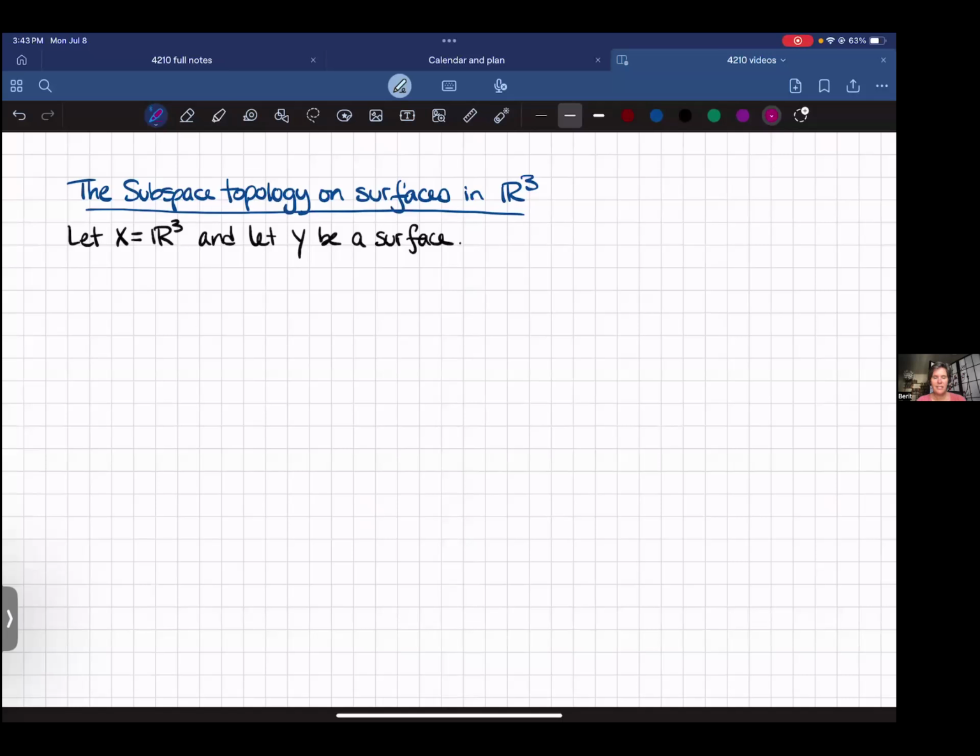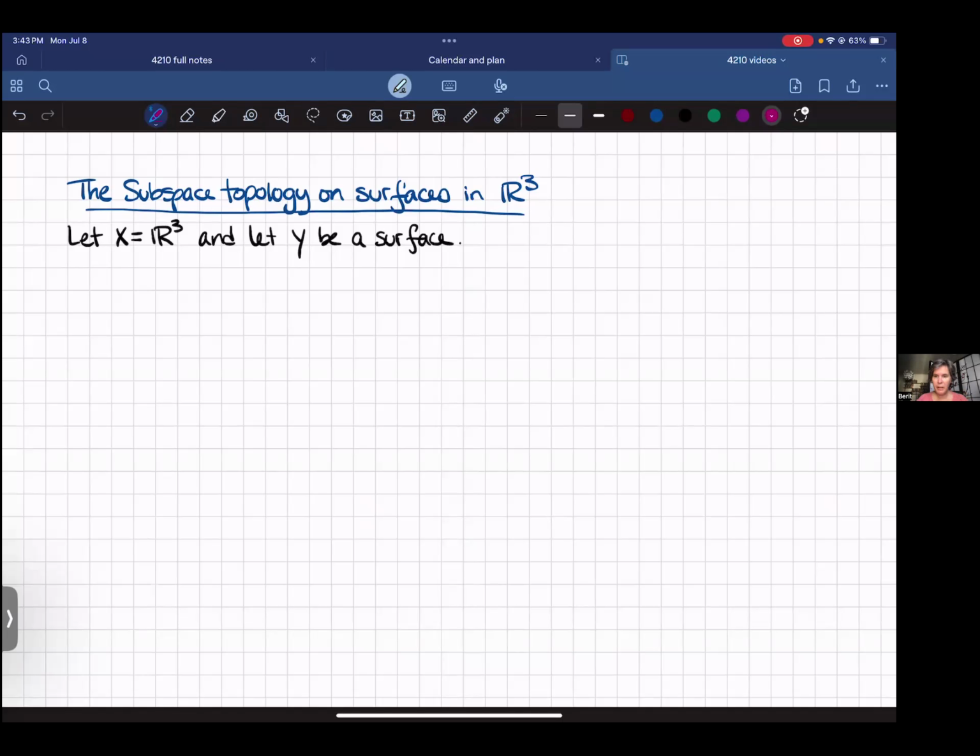Hi, this is Barrett Givens, and in this video, I want to talk about the subspace topology on surfaces in R3. So let's say our topological space X is R3, and let Y be some surface. There are lots of different surfaces that we could have, and we want to think about what the subspace topology is.